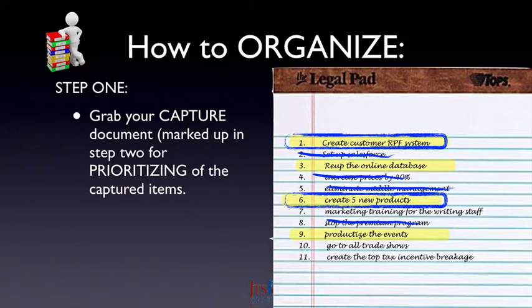So we've circled our big, hairy, audacious goals. We've crossed out any fantasies. We've highlighted anything that's a should. We've got a lot of clarity as to what the priorities are from our capture document.